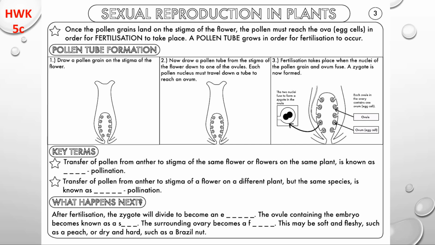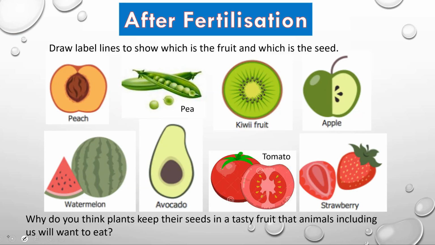So a little bit of artwork here. I just want you to draw the pollen grain on the stigma, draw the pollen tube from the stigma down to just one of the ovules. This ovary has multiple ovules. It's actually got, I think, 10 in there. Yeah, 5 on each side. And then it says fertilization takes place when the nuclei, the pollen grain and ovum fuse. So we can already see that in picture 3. I want you to fill in the missing words about the key terms and also then what happens next. So we're going to go on to the what happens next in a minute. I'm going to skip the answers very quickly and come back to those.